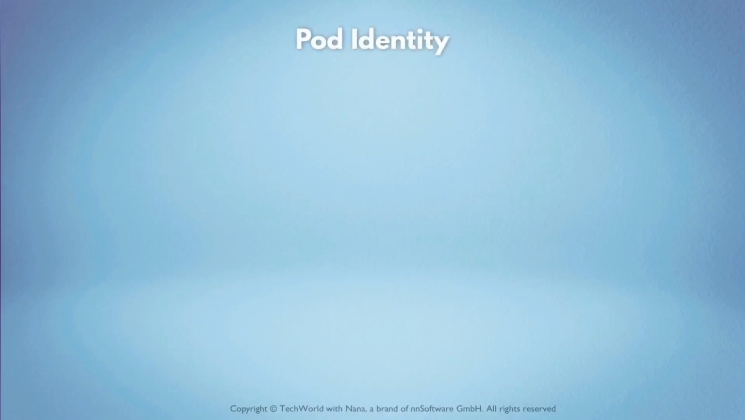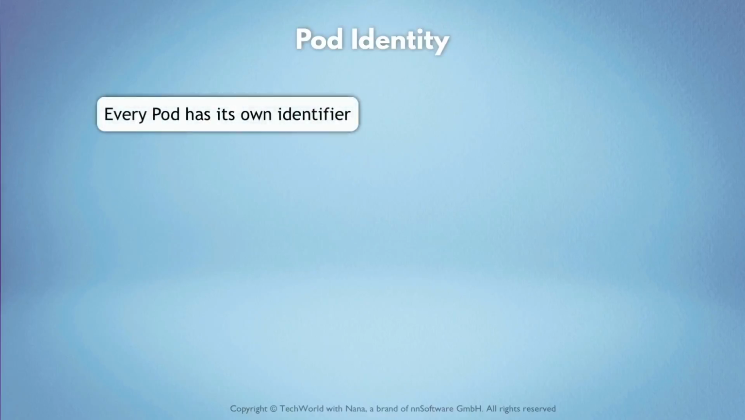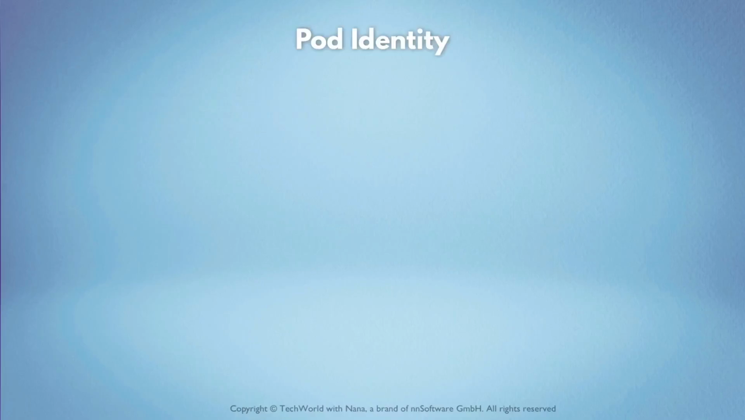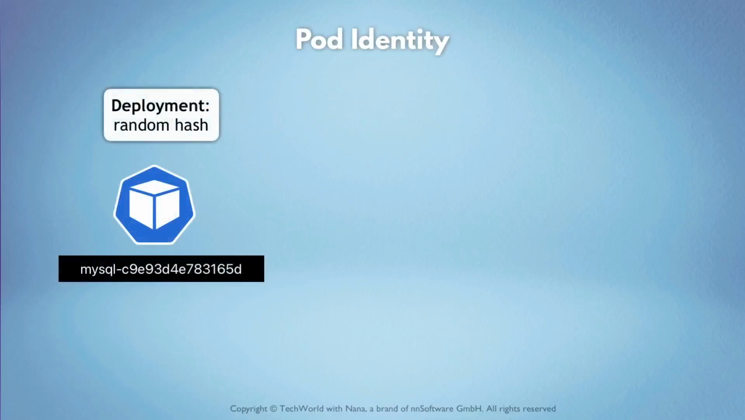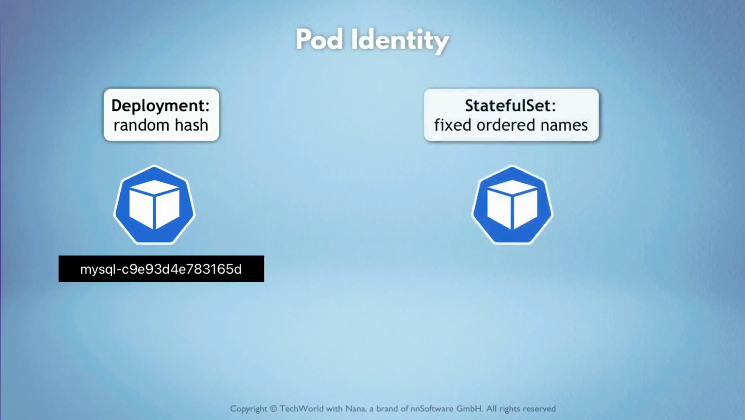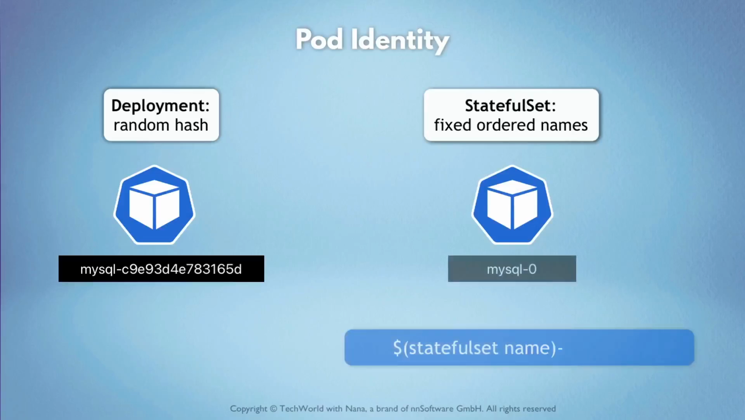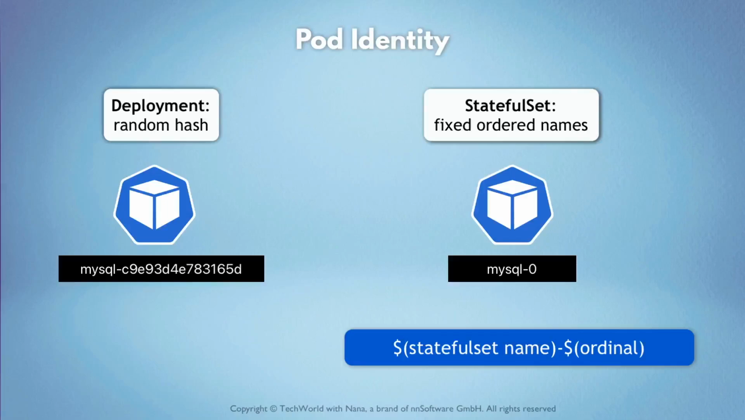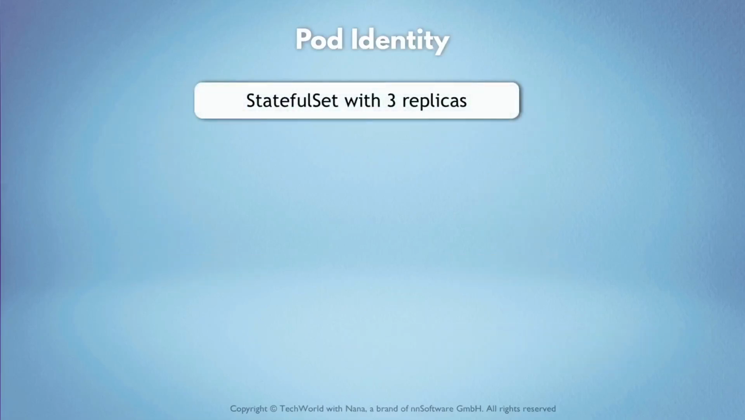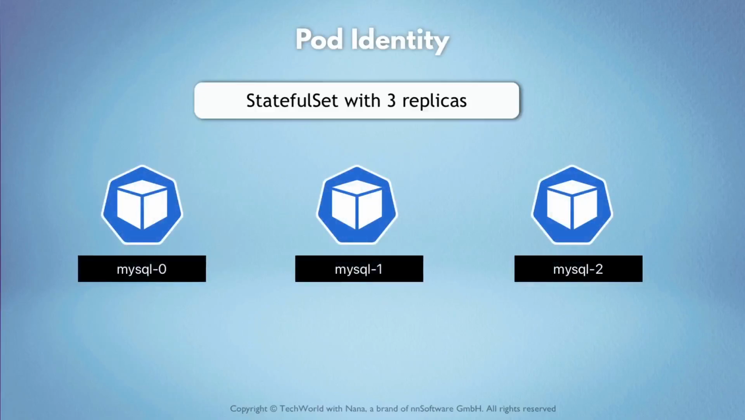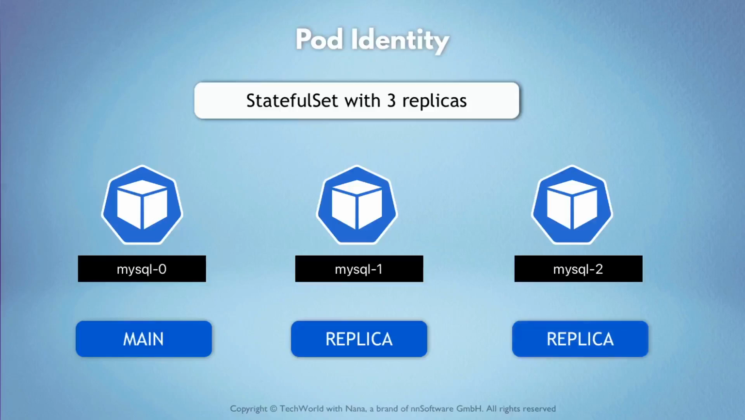And the last difference between deployment and StatefulSet is something that I mentioned before, the pod identifier, meaning that every pod has its own identifier. So unlike deployment, where pods get random hashes at the end, StatefulSet pods get fixed ordered names, which are made up of the StatefulSet name and an ordinal. It starts from 0, and each additional pod will get the next numeral. So if you create a StatefulSet called MySQL with 3 replicas, you'll have pods with names MySQL 0, 1, and 2. The first one is the main, and then come the replicas in the order of startup.